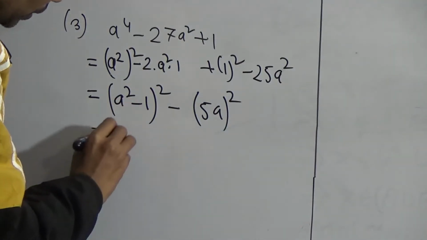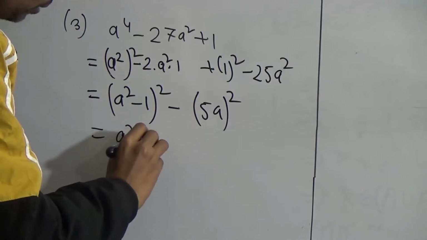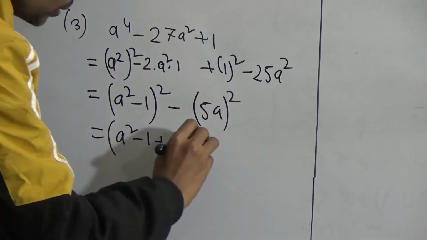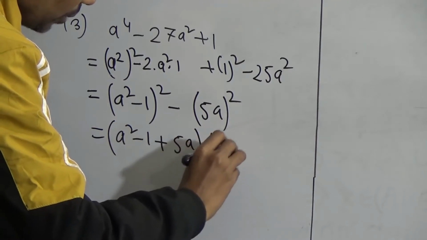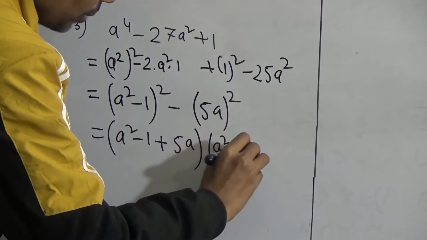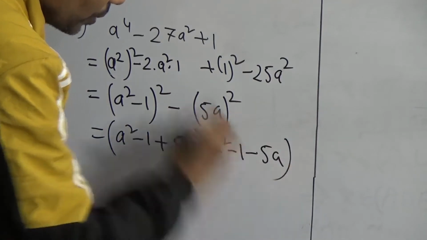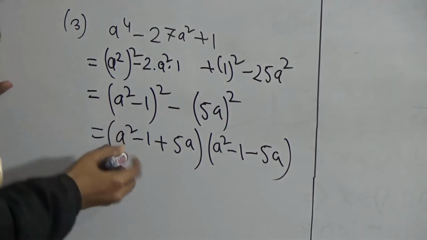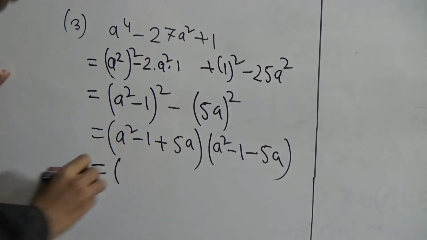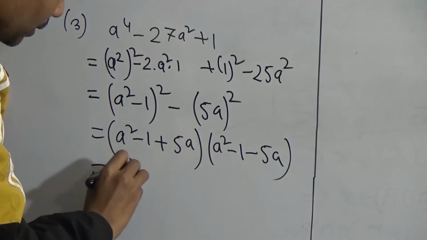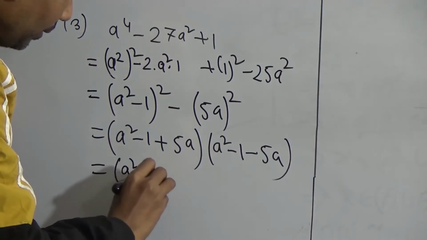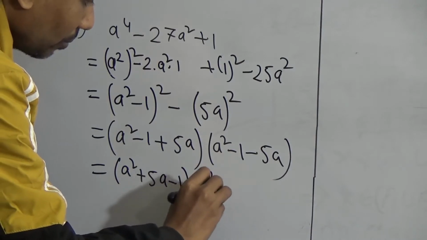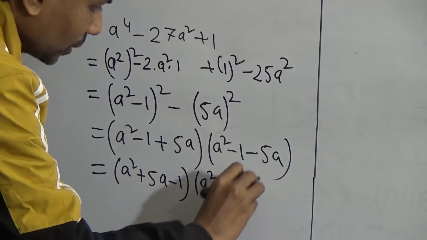Look, a square minus 1 plus 5a, then what? A square minus 1, then minus 5a. Okay, this is our required result, but you can also write it this way. You see, a square plus 5a minus 1, then a square minus 5a minus 1.